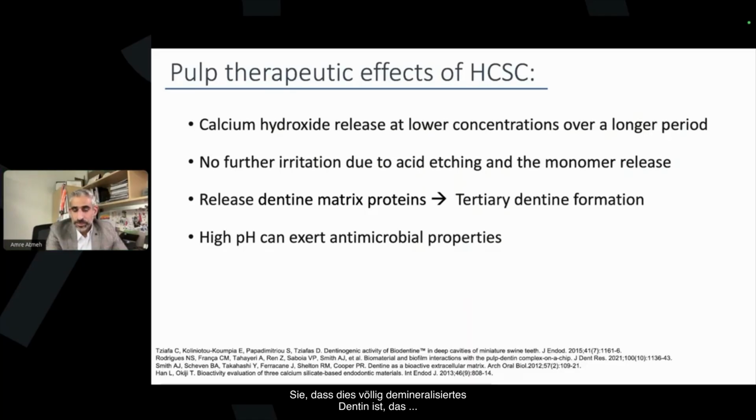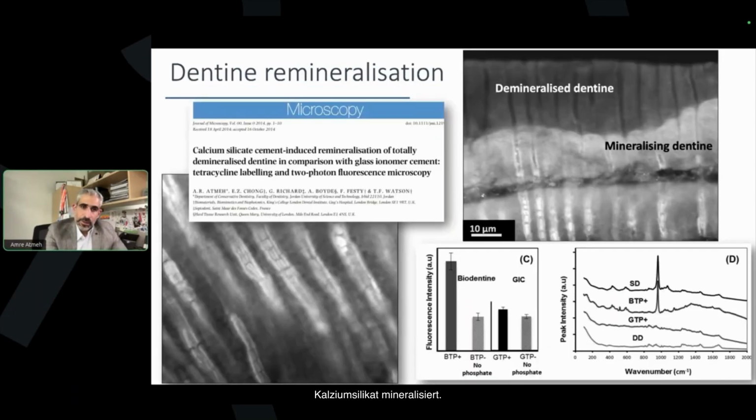And lastly is the high pH, which can exert antimicrobial properties, which you don't see with glass enamel. Those antimicrobial properties are much needed beside the proper seal and the release of matrix proteins, because they all complement each other for proper conditions for the pulp to heal. And thirdly, we talked about the seal, we talked about the therapeutic effect, but we also have a remineralizing effect of calcium silicate cements.